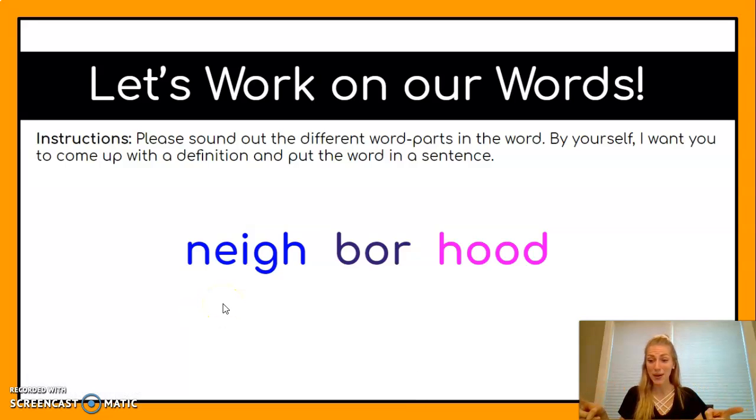Now remember, we are going to sound out each word part and then we're going to say what the word is. Then I want you individually to think, what does that word mean? And then I want you to try and use it in a sentence at home, okay? Share these sentences with your families. I'm sure they'll be very proud of you. All right, let's begin.